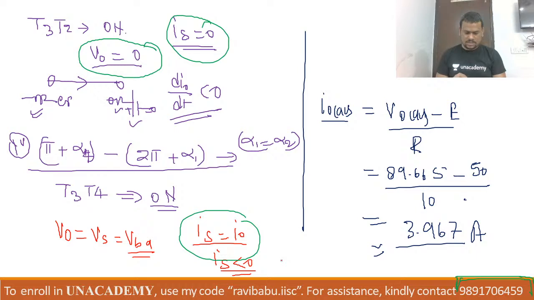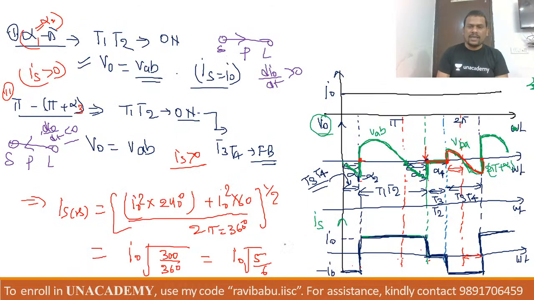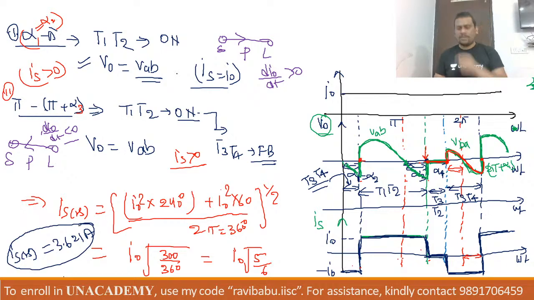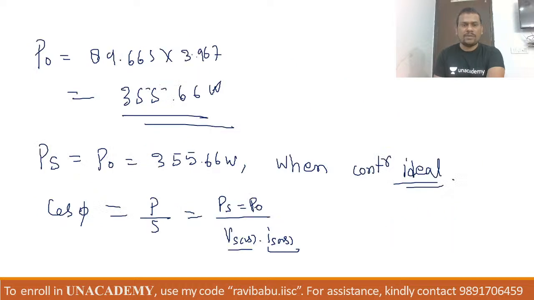Root 5 by 6 under root, answer into 3.967. So 3.62. Okay. So this IS RMS I want to write here in a different color. IS RMS will be 3.621 according to my calculation, ampere. Okay, this is the IS RMS. So keep this value in mind, 3.621, and put it here.